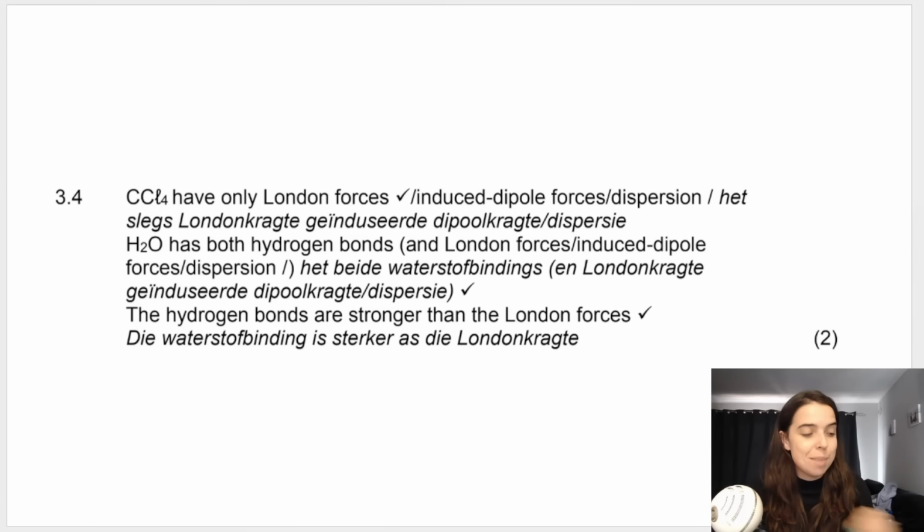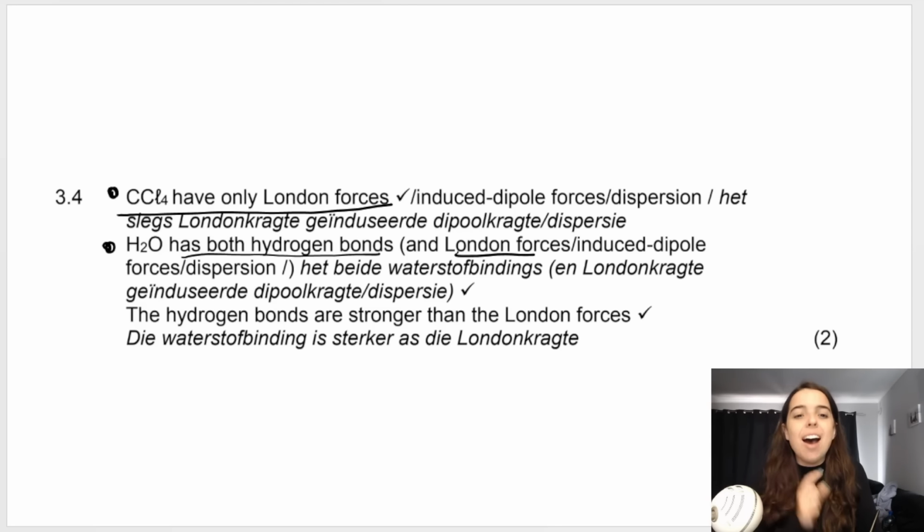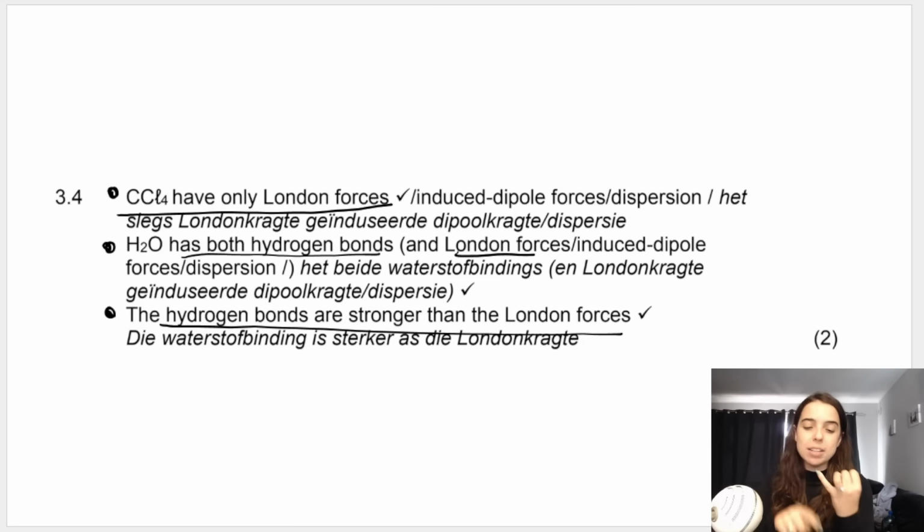You will compare them. And when you compare them, you have to say CCl4 only has London forces, also called induced dipole forces. But H2O has hydrogen bonding and London forces. Hydrogen bonding is stronger than London forces. And remember, if you have stronger intermolecular forces, you need more energy to overcome the intermolecular forces, which means that your melting point and your boiling point will be higher.